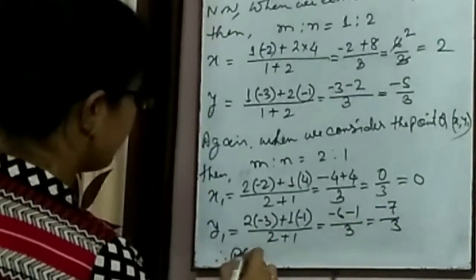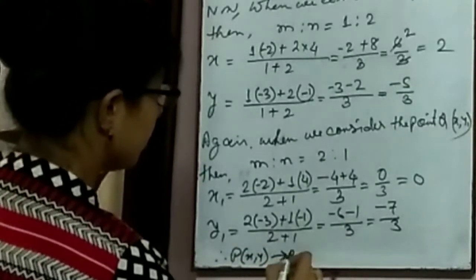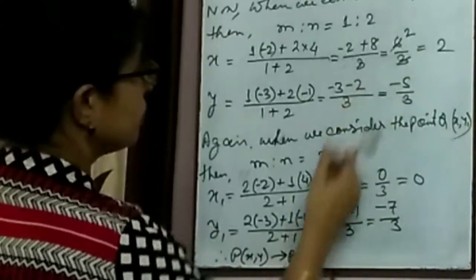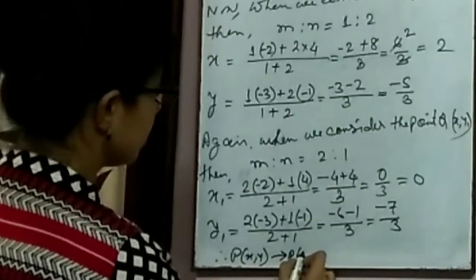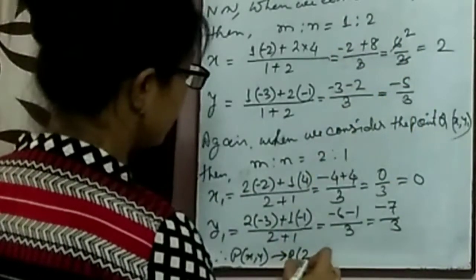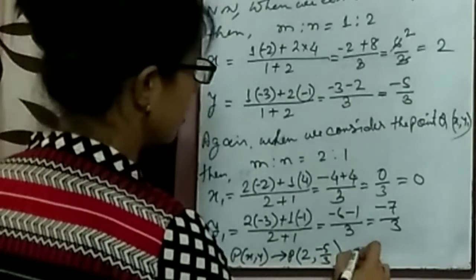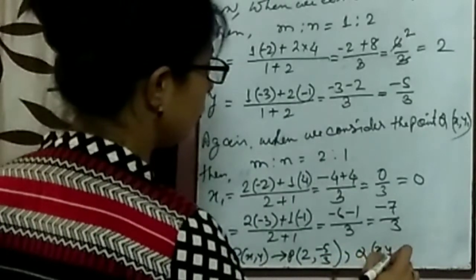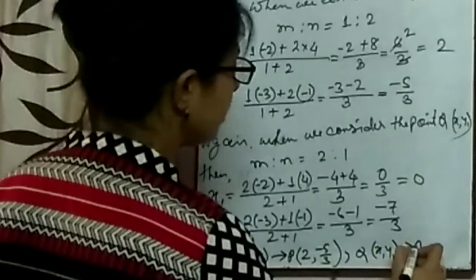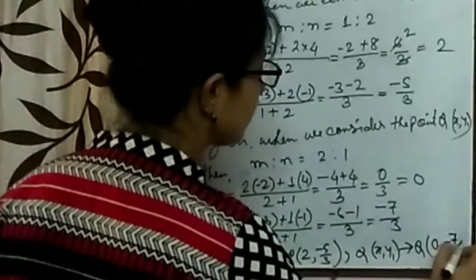Therefore, P(x, y) can be written as P(2, minus 5 by 3). Q(x1, y1) can be written as (0, minus 7 by 3). Question number 4.